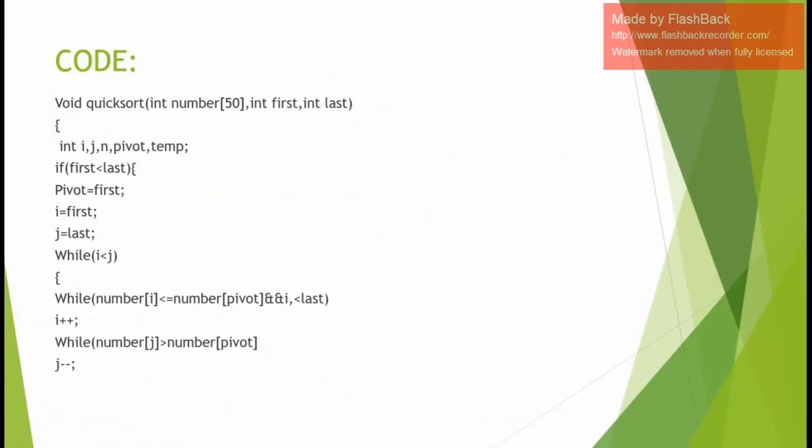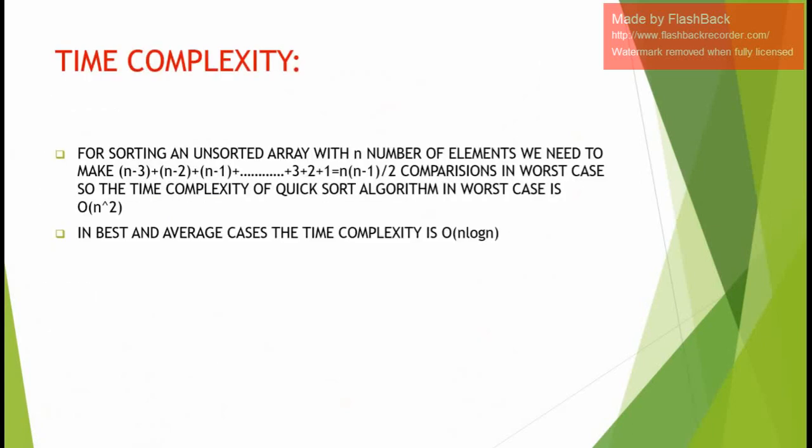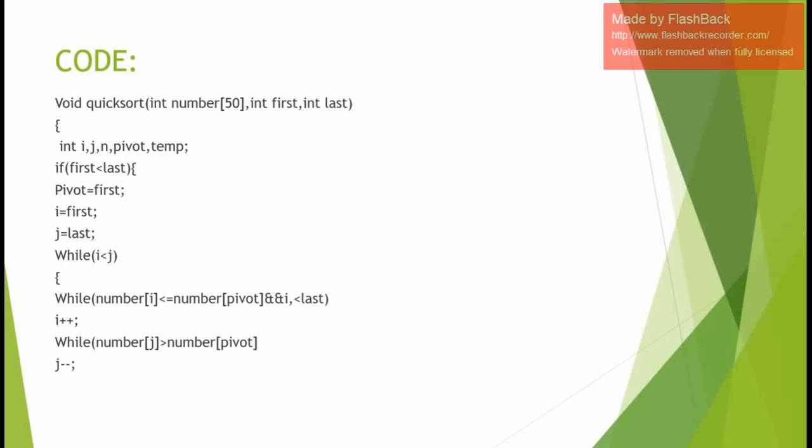Let us see the main part of the code. Here I have taken the first element as the pivot element, that is pivot is equal to first, and the i variable as first and the j variable as last. While i less than j, entering the loop, again while a of i is less than pivot, we have to increment i, that is i plus plus. While a of j is greater than pivot, we have to decrement j, that is j minus minus, which is similar to the algorithm logic.